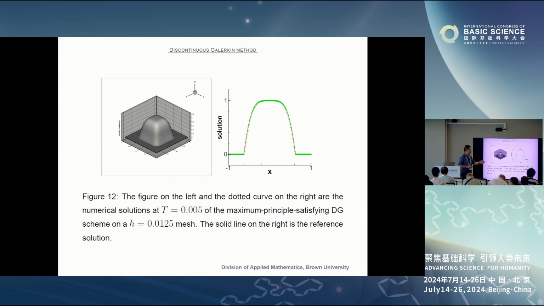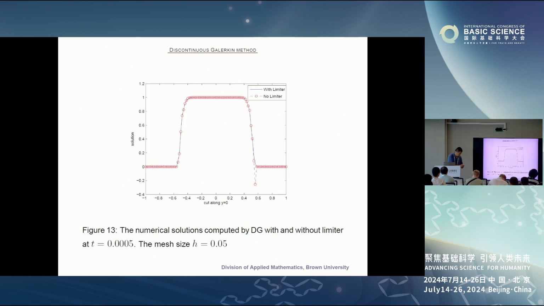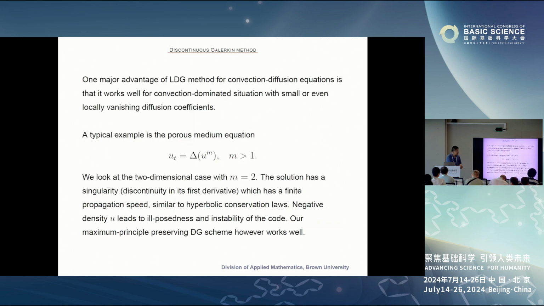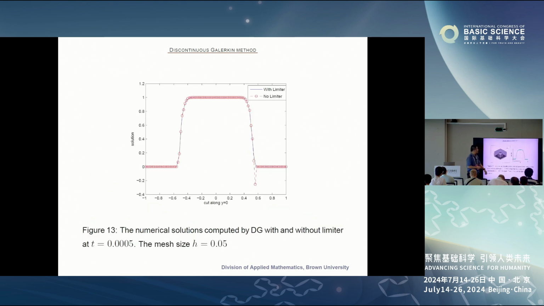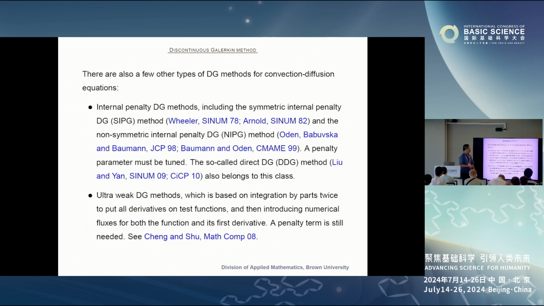So this is the porous media equation. So this is this equation. So this M, if it is bigger than 1, is nonlinear, right? So this comes from oil, porous media equation. Yeah, works very nicely. So this I will skip.